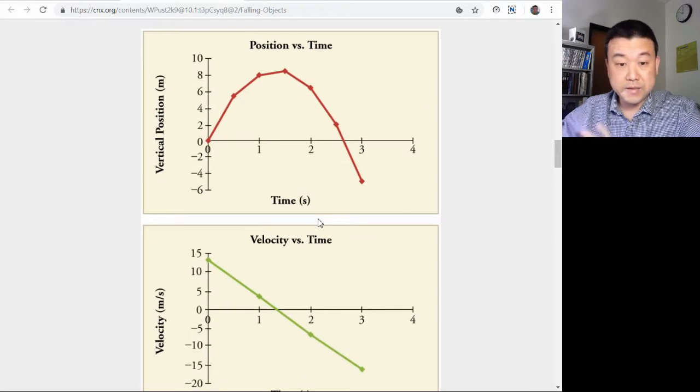And what you can see here is that when the rock is at the top of its motion, that is when the velocity is zero. You can understand it as the rock is neither going up nor down, so it's very momentarily at rest. So its velocity is zero.